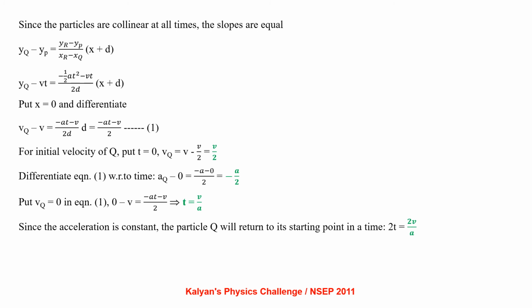For initial velocity of q, put t equal to 0, we have vq equal to v minus v by 2, that is v by 2. Differentiating equation 1 with respect to time, aq minus 0 equal to (minus a minus 0) by 2, that is minus a by 2, since the time differentiation of velocity is acceleration. Put vq equal to 0 in equation 1, we have 0 minus v equal to (minus at minus v) by 2, which gives us t equal to v by a. Since the acceleration is constant, the particle q will return to its starting point in a time equal to 2t, that is 2 times v by a.